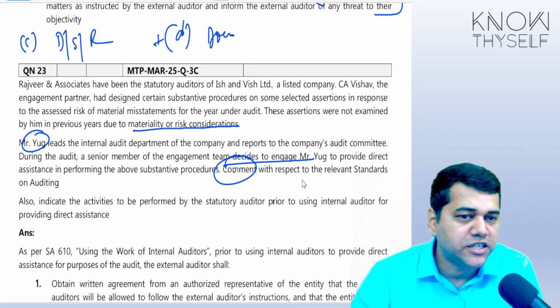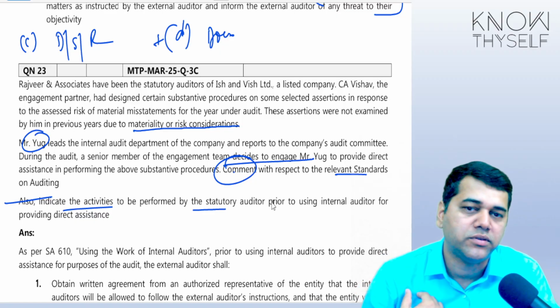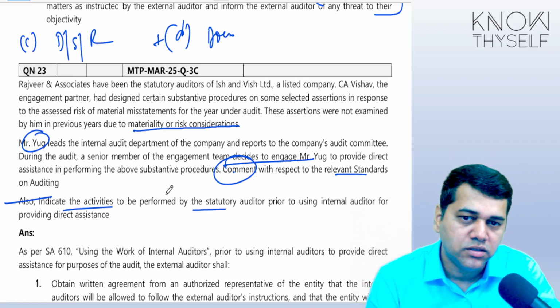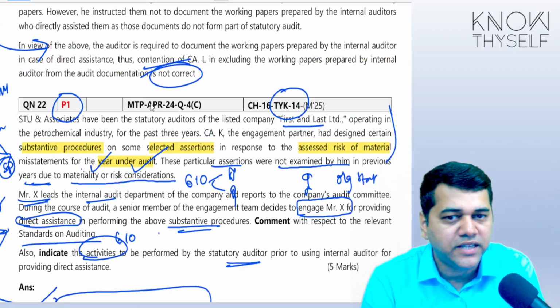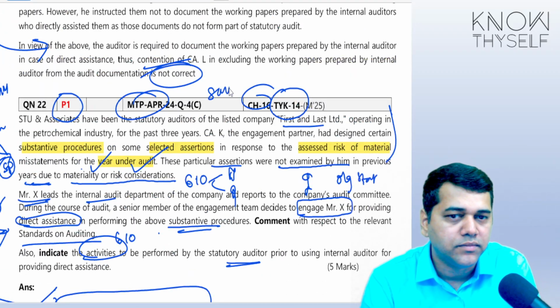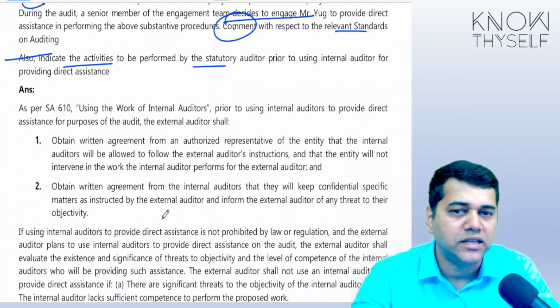Now, comment with respect to the standards on auditing, indicate as performed by the auditor. Now, you may ask me, sir, this is the same question. Why did you write it separately? Can't we mix here? Because this MTP and test your knowledge is same. Here also answer is same. But look at the pattern in which they write.